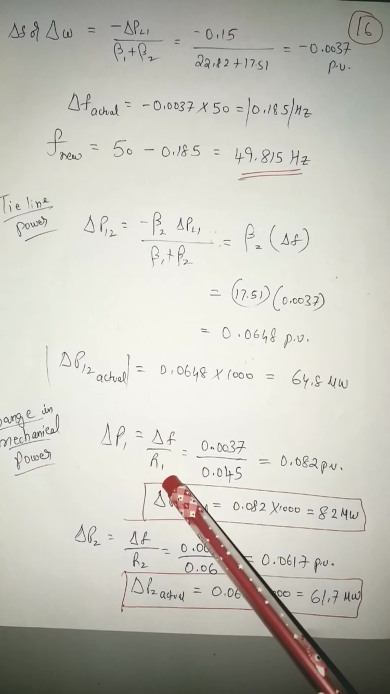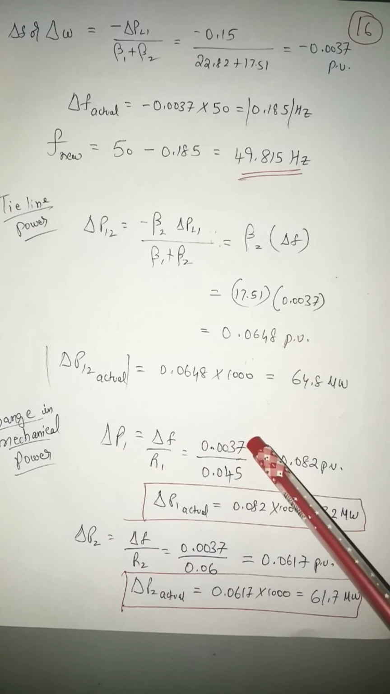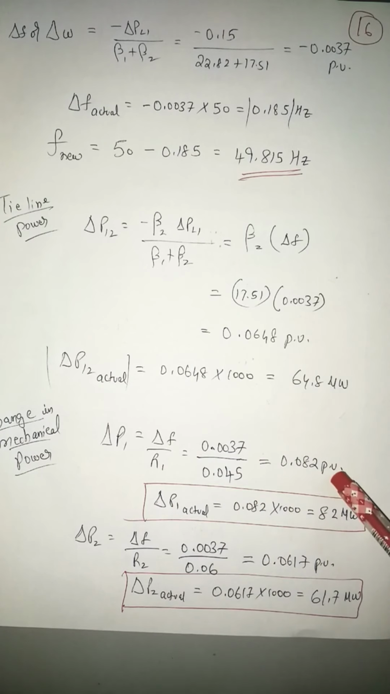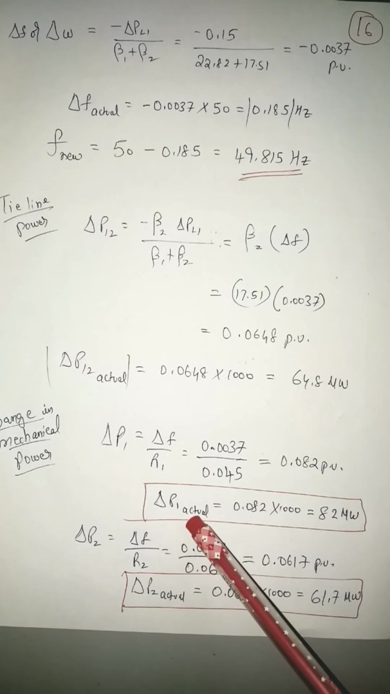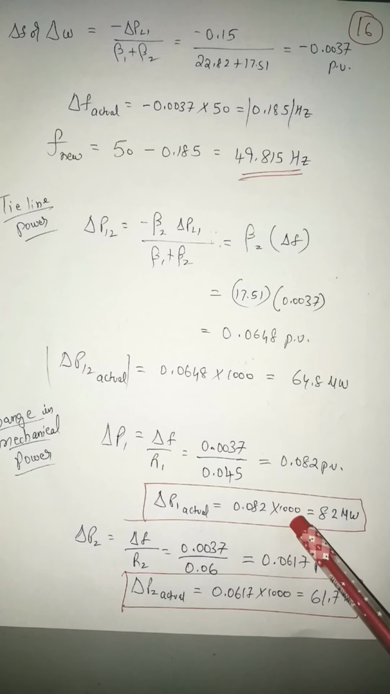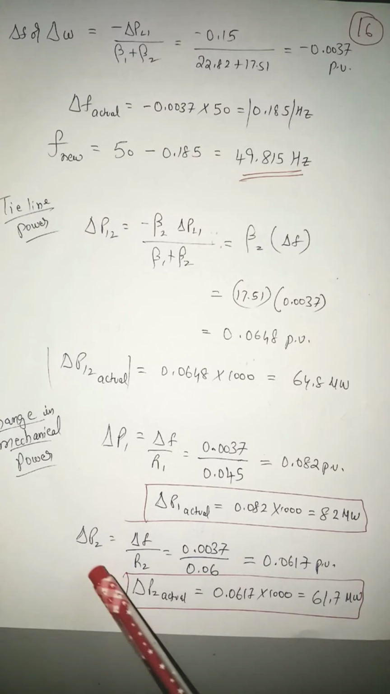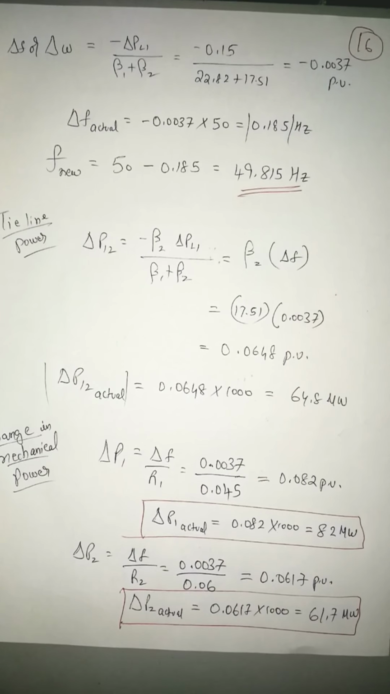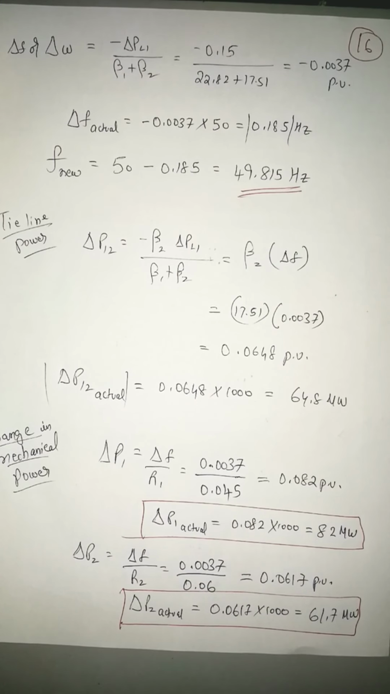Delta F by R1. Delta F is 0.0037 by R1 0.045. I'll be getting 0.082 per unit. Since it is power, to get the actual value, the base value 1000 is multiplied and we get 82 megawatt. Similarly, we have delta P2, 0.067617 per unit, which is 61.7 megawatts. So this finishes the problem with the two area system.